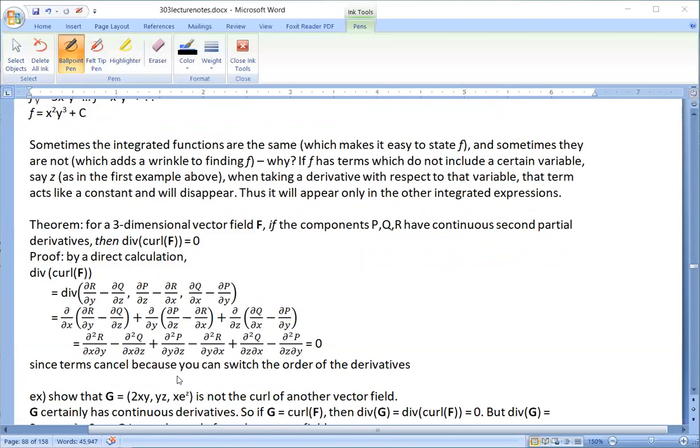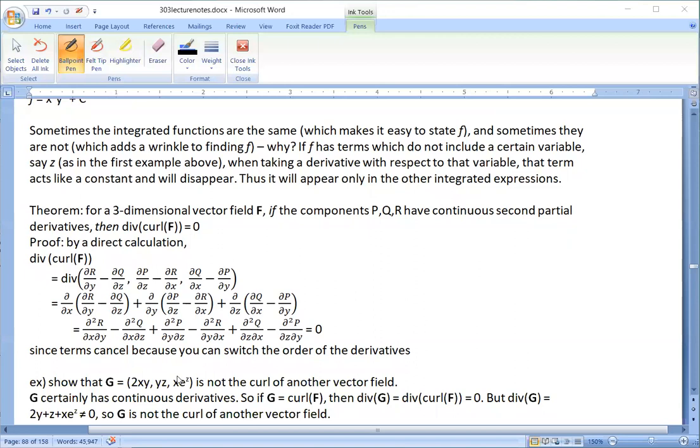According to the theorem, if G was the curl of F, then its divergence would be the divergence of the curl of F, and by our theorem, that would have to be 0. But what is the divergence of G? Let's calculate it. d/dx of the first component is 2y, d/dy of the second component is z, d/dz of the third component is x e^z. Add all of those up to get the divergence. That is clearly not 0. If it was the curl of a vector field, we would have to get 0, but we didn't get 0. Therefore, it could not have been the curl of another vector field.